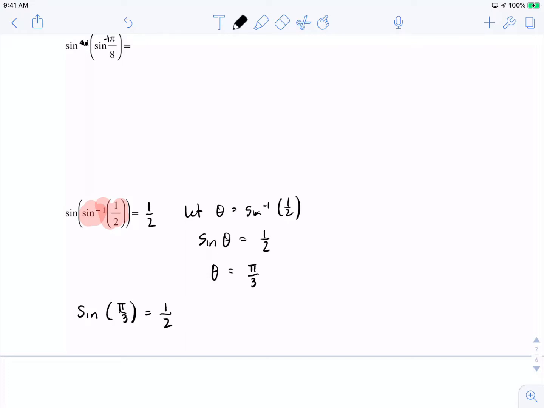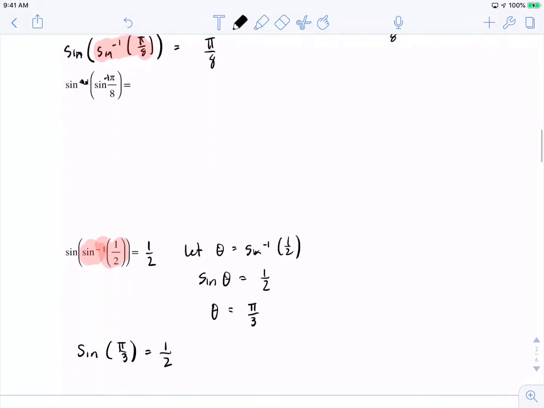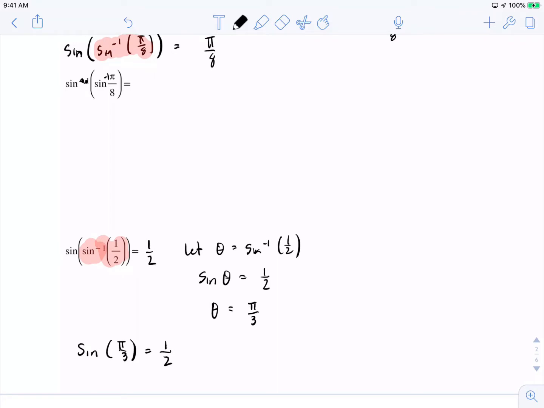Since sine inverse was the inside function, we would have used the pink. Is it between -1 and 1? Yes, of course. And so the answer would have been just the parentheses inside, the 1/2. Okay.